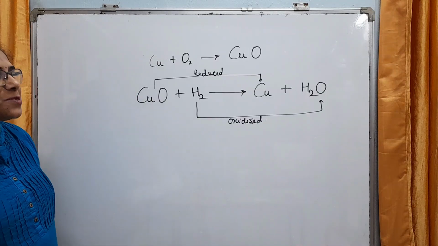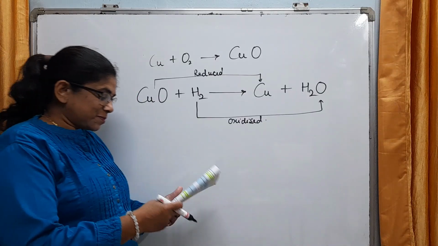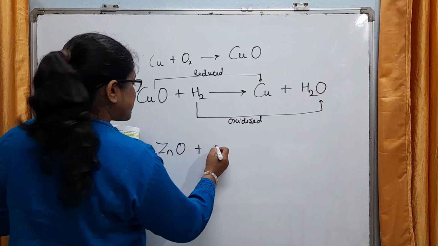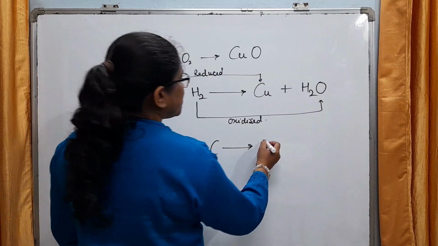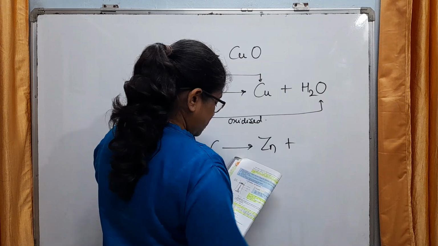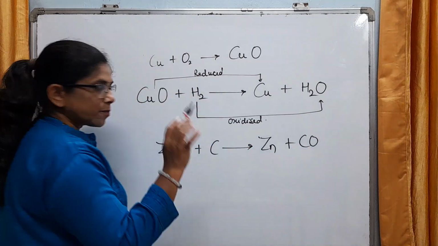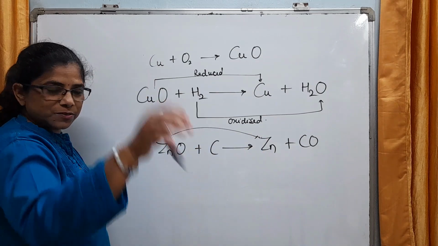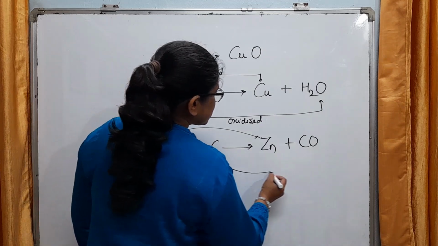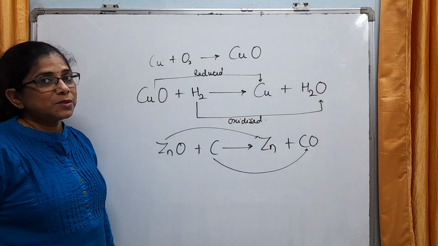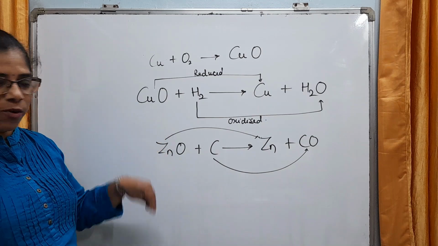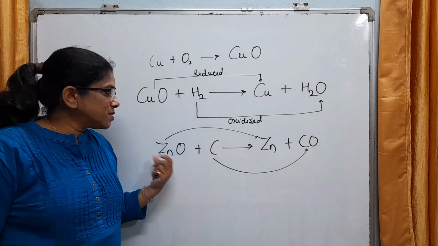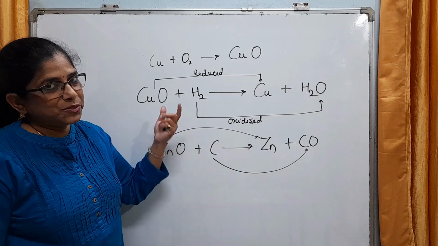So redox reactions are also quite interesting. Here, one more example, right? Zinc oxide plus carbon, we get zinc plus carbon monoxide. Now here, zinc oxide is reduced to zinc, oxygen is removed, it is reduced, and carbon is oxidized to carbon monoxide. So here oxygen is removed from one element, it is reduced, and it is added to the other element, it is oxidized. So even this is one example of redox reaction.